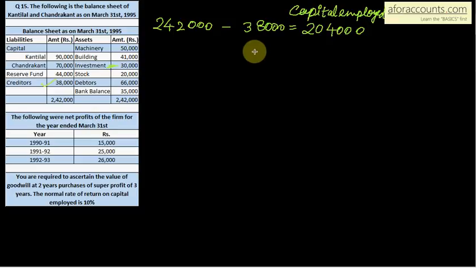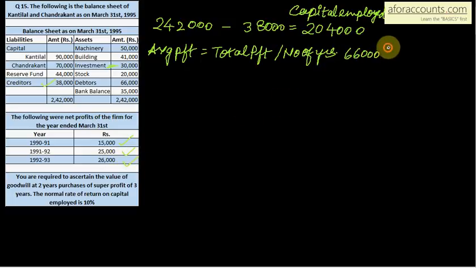And second thing, after capital employed, one more thing is missing here which I need, that is your average profit or actual profit. So let's calculate that also. Your average profit, see, average profit is equal to total profit upon number of years. So that will be 15,000 plus 25,000 plus 26,000, that is 66,000 divided by number of years 3. So your average profit comes up to 22,000. Okay, so capital employed is found, average profit is found. Now follow your normal steps.